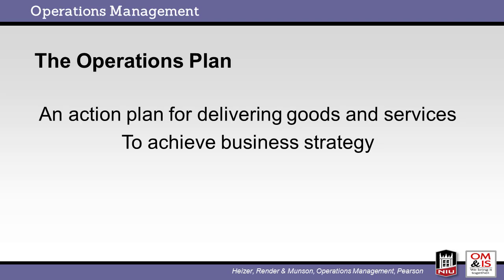The next step in the business process is the operations plan. We start with the mission statement, the destination, supported by the business strategy, the route, which is then enabled by the operations plan. This plan includes the actions necessary to deliver the goods and services provided to customers.